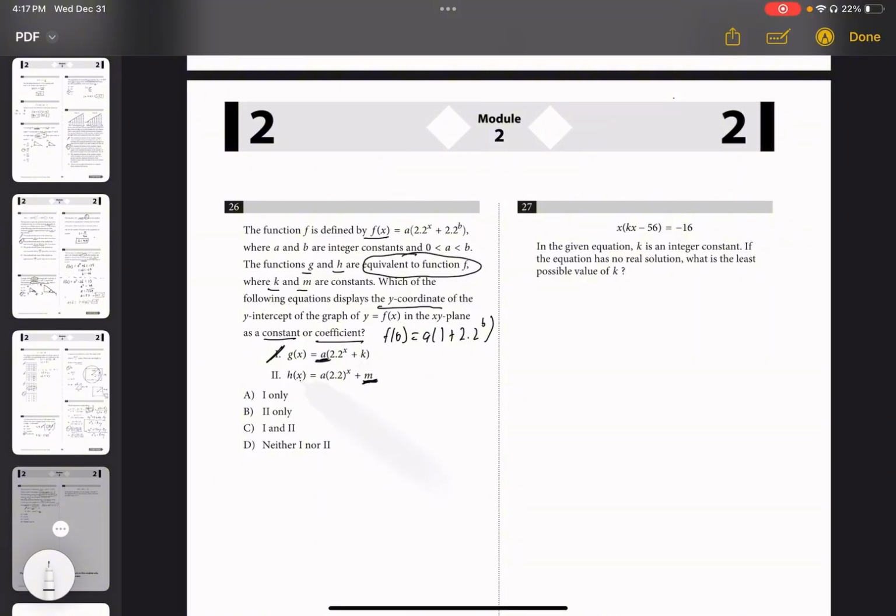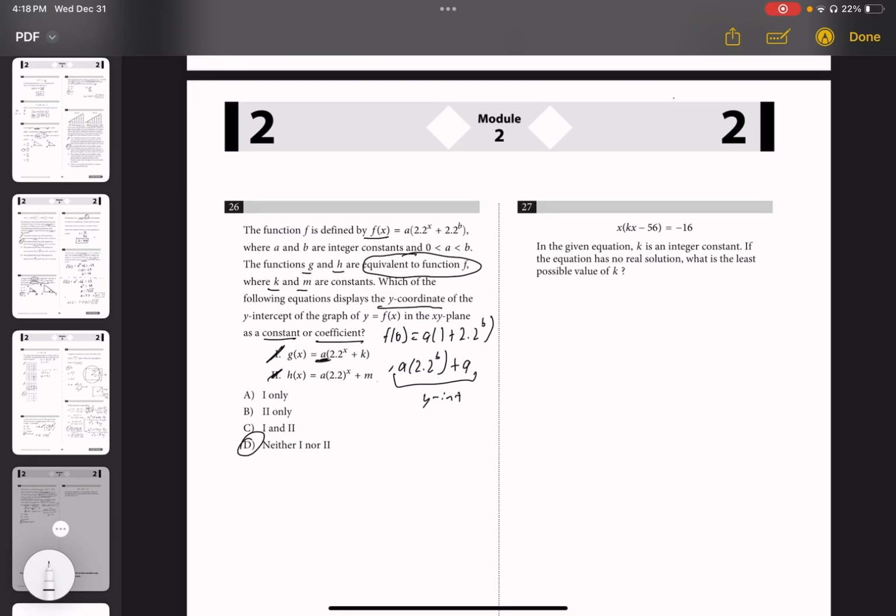And then we have option 2, h of x is equal to a times 2.2 to the x plus m. Well, m is a times 2.2 to the b. That's what it's equivalent to. And that isn't the full y-intercept because it's a plus that. This would encapsulate the whole y-intercept, not just m. So neither of these answer choices work. So it's neither I nor II.